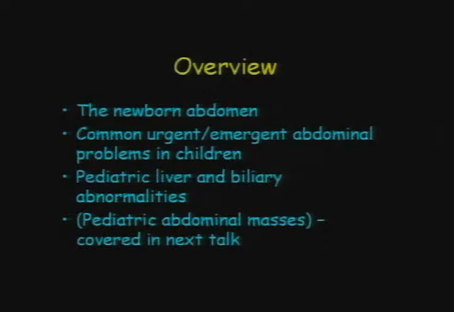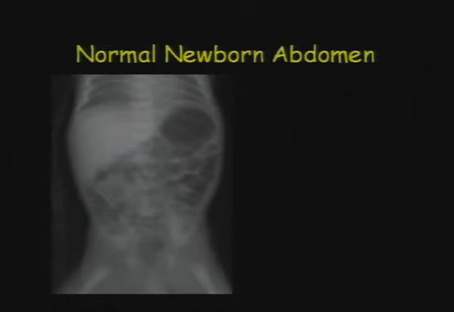What I'm going to talk about today is an overview of the pediatric abdomen. We'll talk a little bit about the newborn abdomen. We'll talk about some common urgent and emergent abdominal problems in children that you might see out of the emergency room especially, and also out of the newborn nursery. We'll talk about pediatric liver and biliary abnormalities, and the big topic of abdominal masses will actually be in the next talk.